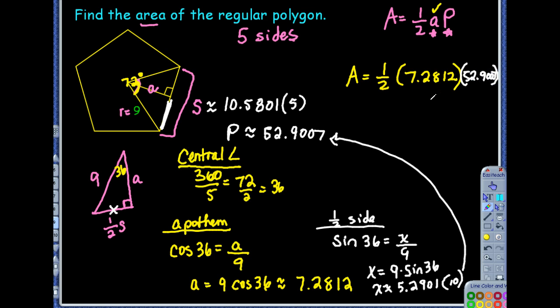So is this already in our calculator? Yes. I'm going to leave that in my calculator and take that answer times the apothem. Now, you could type in 9 cosine 36 again, and that would be more exact. That's what I always do. And then cut that in half, divide by 2. I usually get the answer first and then divide it by 2. And that would be approximately 192.59 units squared.